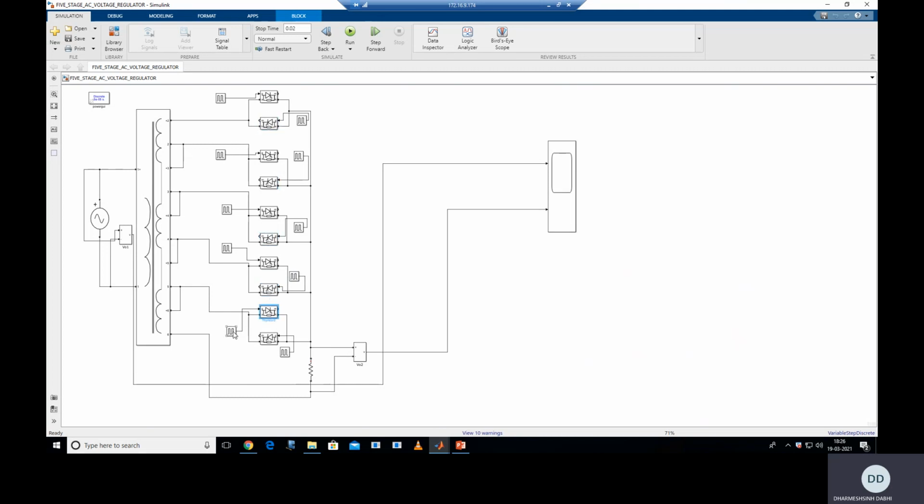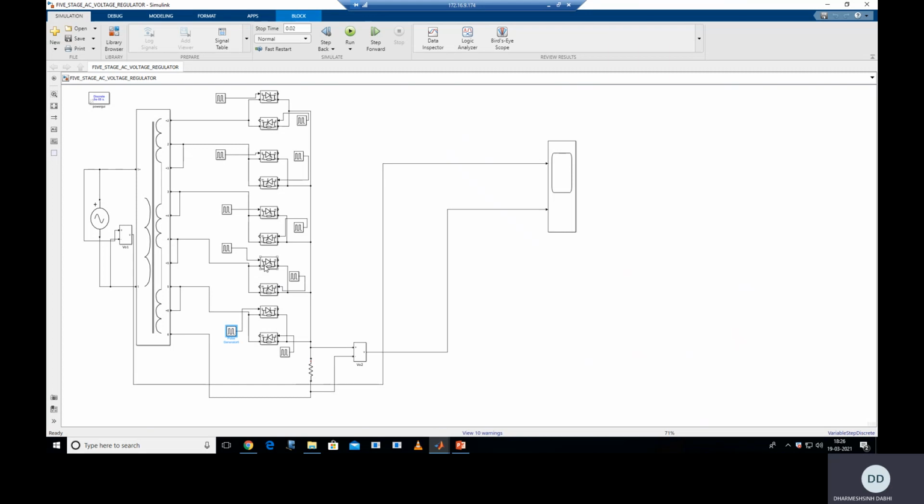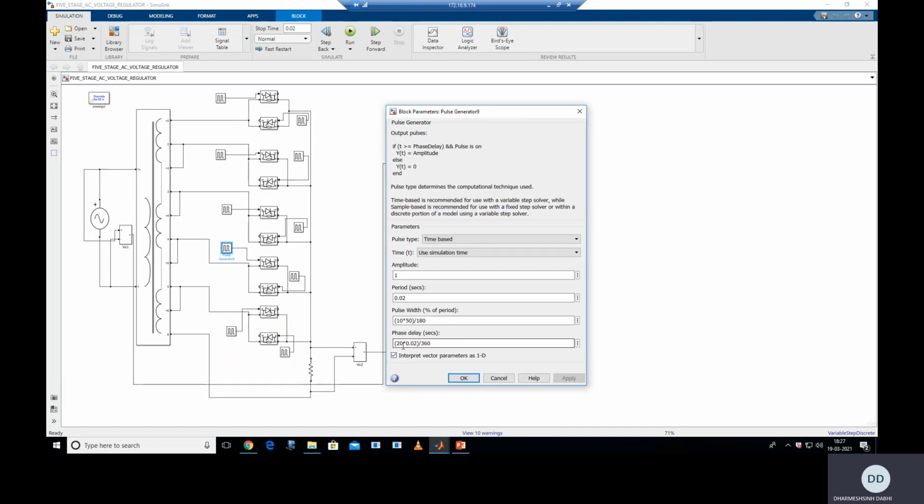For the positive group thyristor of stage 1, in the pulse generator, I provide the phase delay 0. It means it will turn on at omega t equal to 0 degree, and I provide a pulse width of 10 degree. The remaining parameters stay as they are: amplitude 1, period 0.02 second. Now the second stage positive group thyristor will turn on at 20 degree, so I provide a phase delay of 20 degree. The remaining parameters, amplitude, period and pulse width, stay as they are.